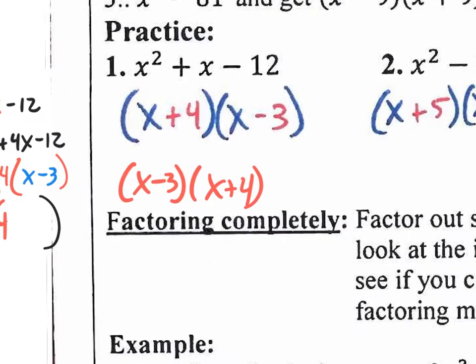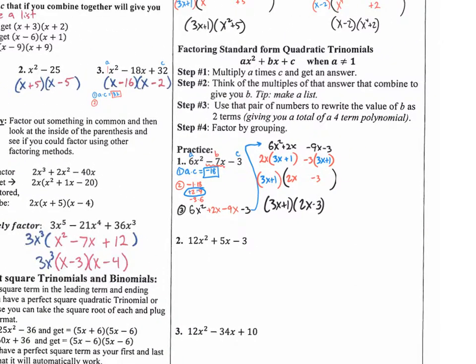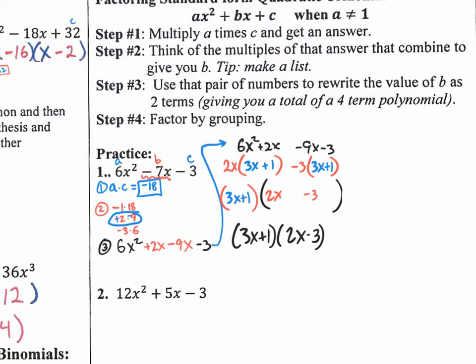This whole process is there everywhere, right? Step 1 is to multiply a times c. Step 2 is to make a list. Think of the multiples of that answer, right? So like on this one, a times c was negative 18. We thought of the multiples of negative 18 that combined together to give us the b value. We rewrote it. Instead of 3 terms, you rewrite this as the 2 numbers from step 2, so you end up with 4 terms. Then you use factoring by grouping to be able to factor.